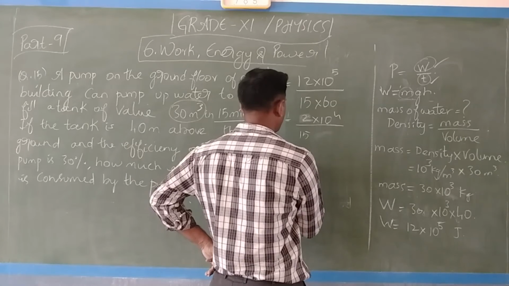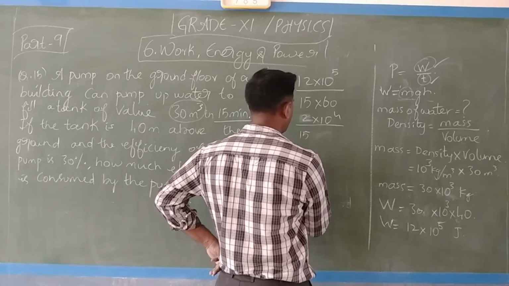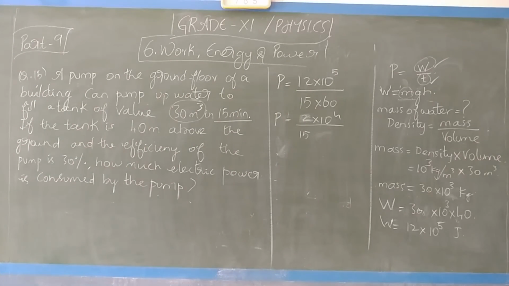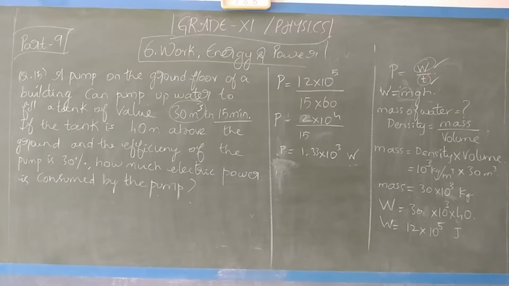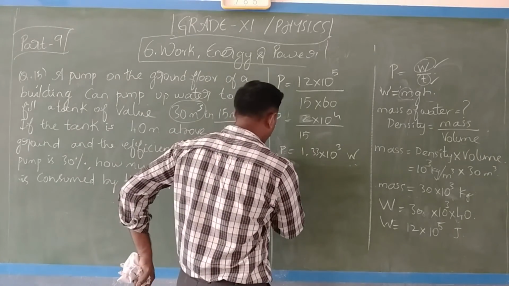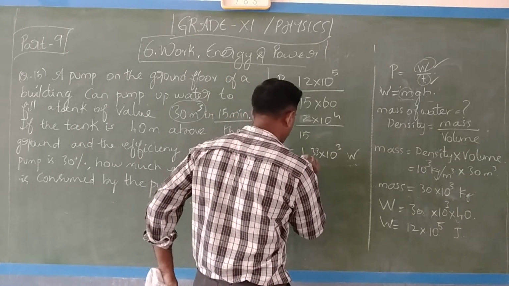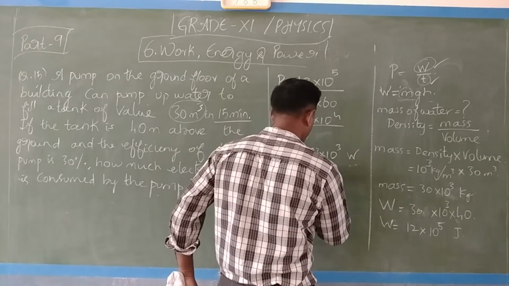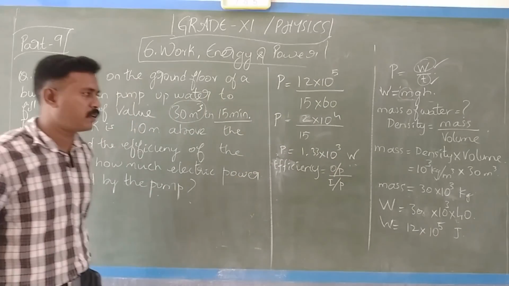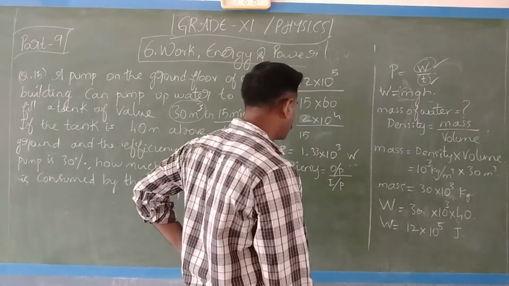So power is equal to approximate value that I get is, now the value of power we get is 1.33 into 10 power 3 watts. Okay, so what is the efficiency? The efficiency is output by input. So OP refers to output, IP refers to input. Output by input.